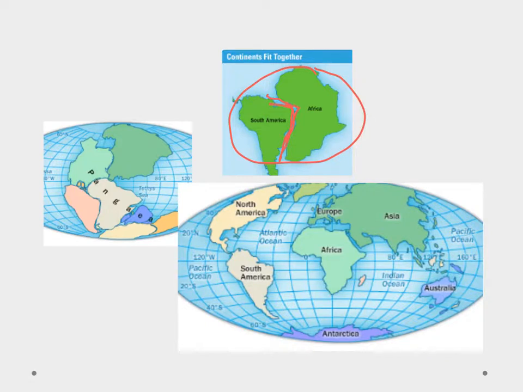he hypothesized that several million years ago, all of the land masses might possibly have been joined together, and that over time these land masses were moving apart from each other. So if you look here in our picture of Pangea, and we'll talk about that quite a bit, you can see the same area here where Africa and South America were joined together. And over time, what's happened is they've migrated away from each other.